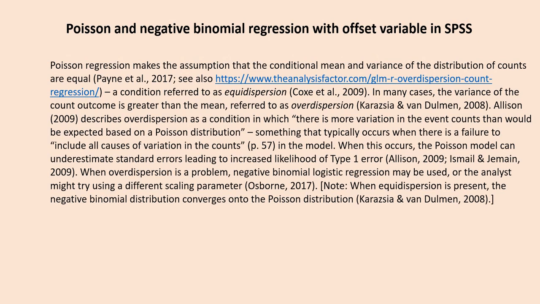Poisson regression makes the assumption that the conditional mean and variance of the distribution of counts are equal, a condition referred to as equidispersion. In many cases, the variance of the count outcome is greater than the mean, referred to as overdispersion. So when overdispersion is present, the Poisson model can underestimate standard errors, which leads to an increased likelihood of committing a type 1 error when making inferences about regression parameters. When overdispersion is a problem, one possible solution is to use negative binomial regression. Another possibility is to try a different scaling parameter, but our main focus in this video is going to be on using negative binomial regression.